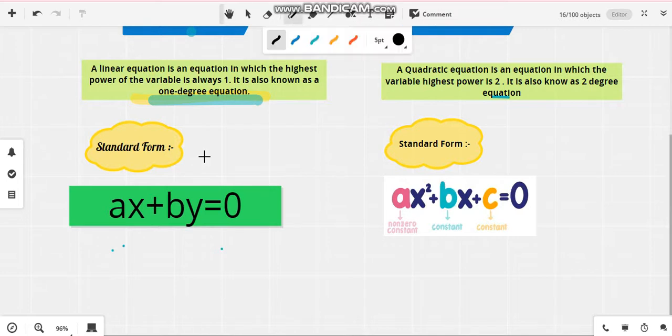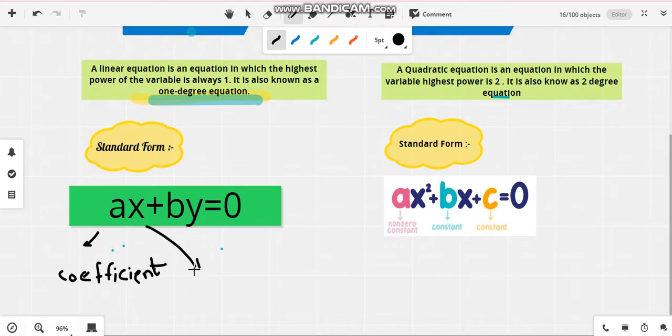Here a is a coefficient. It can be any number. We will also see an example of this standard form of a linear equation. You will see that a and b are not mentioned; instead of a and b, some numbers are written. So it's a coefficient. It can be any number.